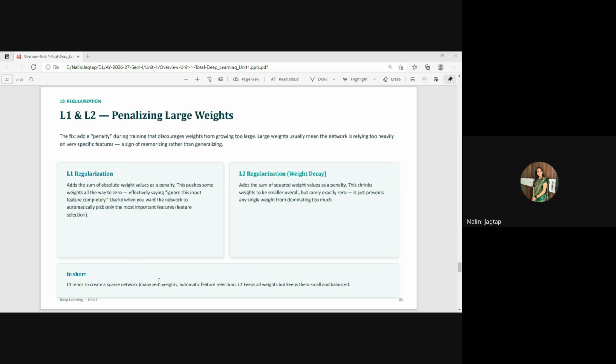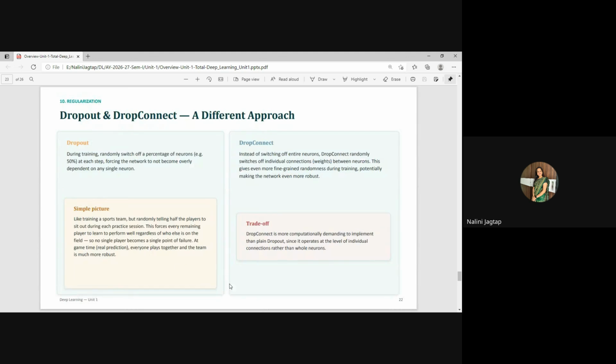Fine. So then in regularization, again, we have dropout and drop connect. Let's look at dropout and drop connect, which is another approach for the overfitting problem. L1 and L2 attack the problem of overfitting by directly adding a constraint on the size of weights to the loss function. A different family of techniques attacks the same problem from an entirely different angle, by deliberately introducing randomness during the training itself. Dropout is the most widely used of these techniques.